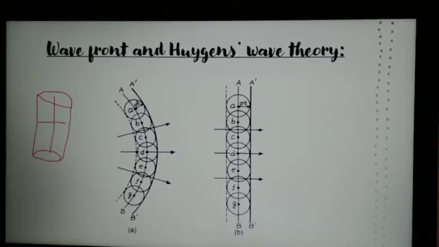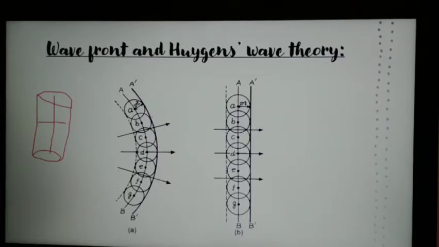Okay, so Huygens wave theory is based on three statements. It is not a single statement, and these three statements are called postulates of Huygens wave theory. What are the three statements that we have to see?